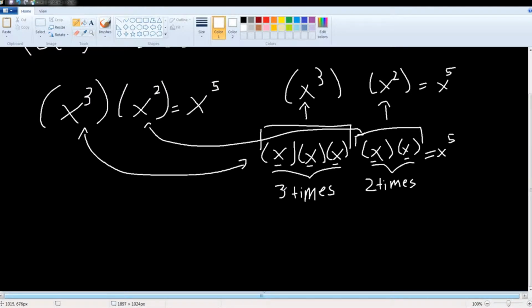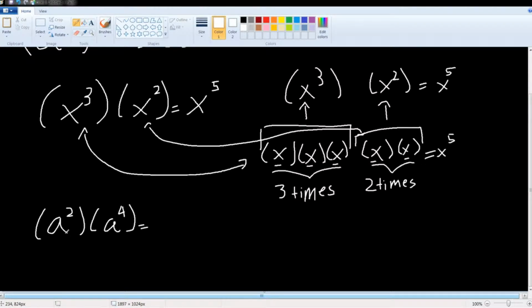So in math, it's good to have a little sanity check, meaning you want to do some more examples. You want to see, does this really work? So let's do this again. Let's say we have a squared multiplied by a to the 4th.